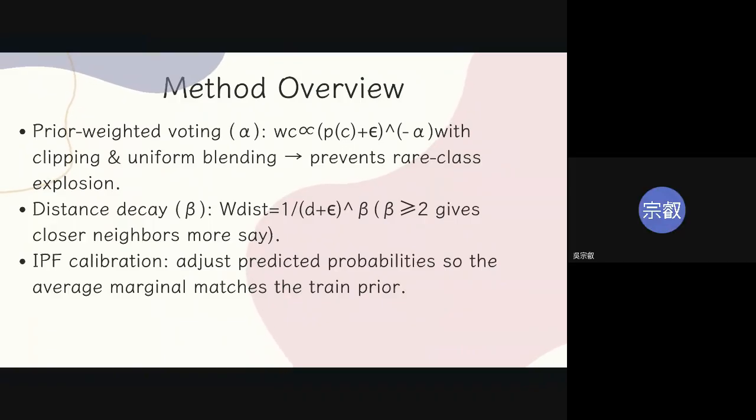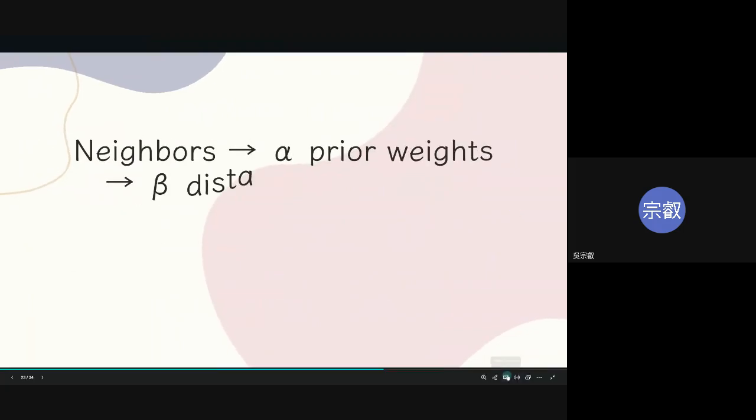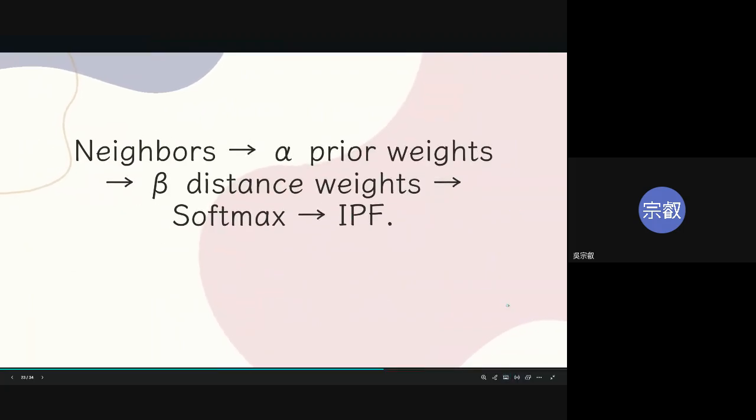Okay, so next page. So the flow is: find the k nearest neighbors, then apply alpha prior weights by class, and apply beta distance weights by neighbor, and aggregate with softmax into probabilities, then run IPF calibration. This balances local evidence against the global prior, so we don't swing between all majority and overboosted minority. Next page.